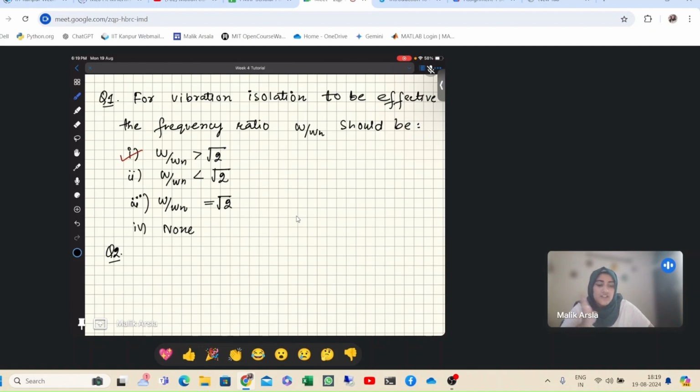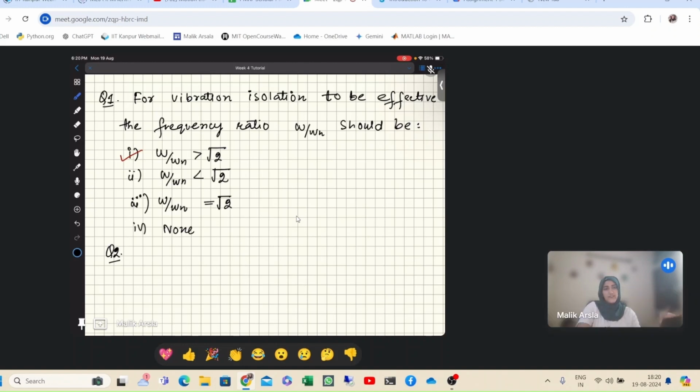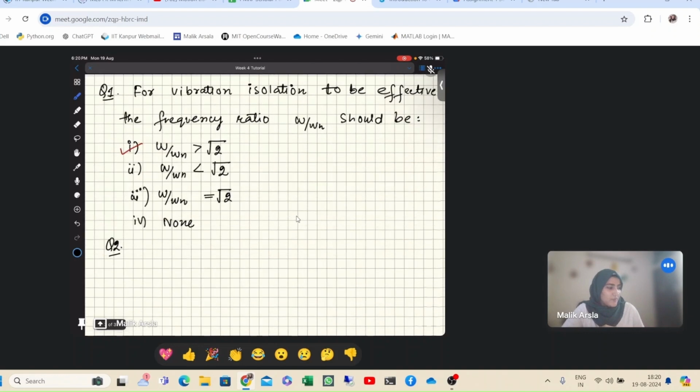If we have to operate our system, mostly we operate it in the mass control region, when omega by omega n is very large. In that case, for omega by omega n to be large, omega n has to be small, and omega n is under root of k by m. So either we decrease the stiffness or increase the mass very much, then we can get omega by omega n large. So that is basically how we control it. Mostly we try to operate our systems in the mass control region only, that is, for large values of R.